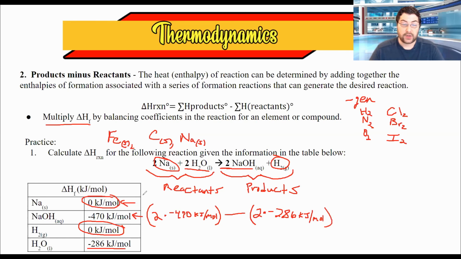All right. So the heat of reaction, so delta H Rxn, okay, so the heat of reaction is equal to, and then we can just plug this into our calculator. So we've got 2 times negative 470 minus 2 times negative 286, and we end up with negative 368 kilojoules per mole of reaction.